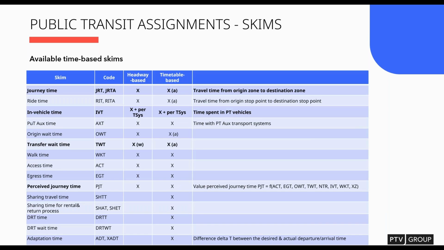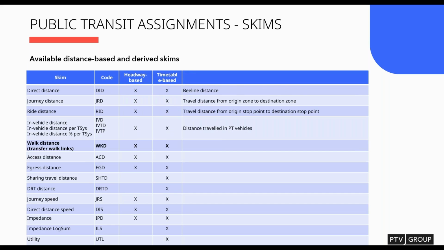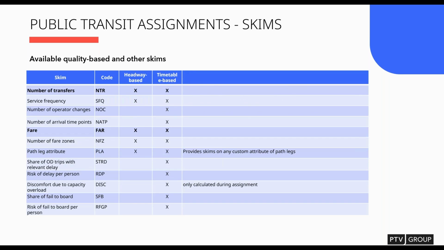So we walked through the skims a little bit. We put these into broad categories. The first is time-based skims, so things like journey time, in-vehicle time, transfer time, walk time, and all the others you see on the screen there. Also, there are distance-based skims. Quality-based skims relate to fare, service frequency, and risk of delay. So there are a number of quality-based skims.